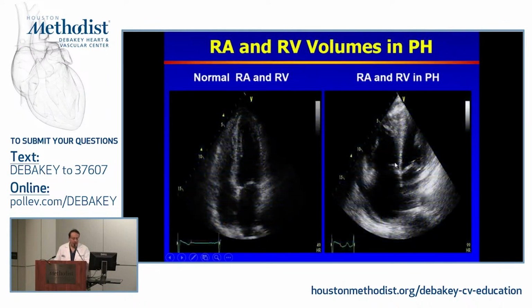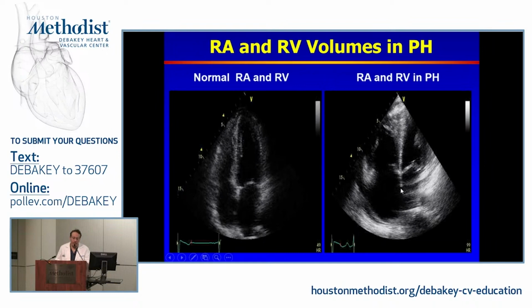Examples from a dilated RV here with a big RA. By the way, as the RV pressures go up in diastole, the right atrial volume also goes up and the right atrial area increases. So a dilated right atrium is a finding that is seen with high right atrial pressure. Caveat, there are other reasons that can cause a dilated RA.